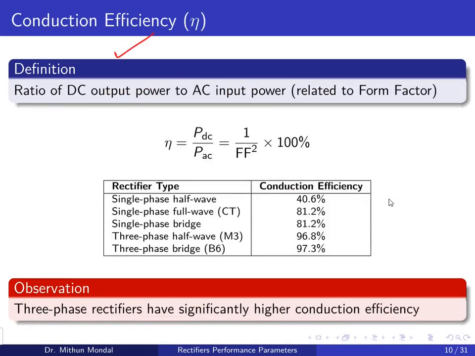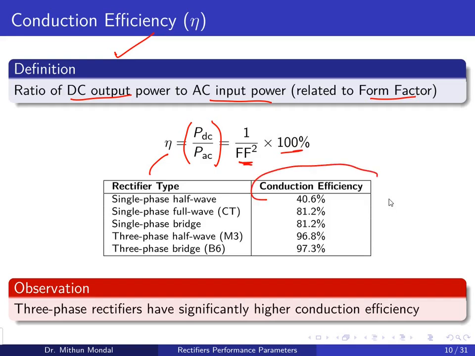Conduction efficiency is again the ratio of DC output power to AC input power, and it is related to the form factor. Efficiency is basically the ratio of DC to AC, and we can relate it to the form factor, which is 1 over form factor squared, into 100.